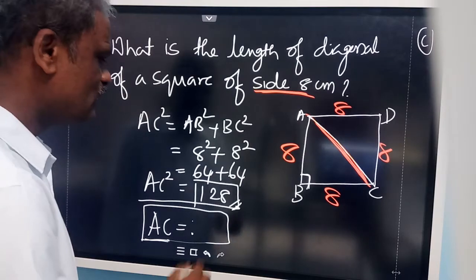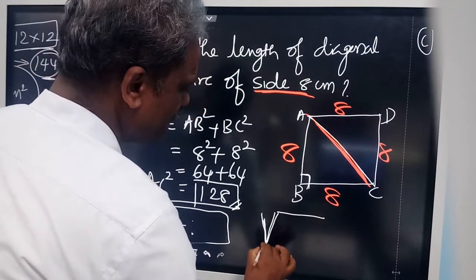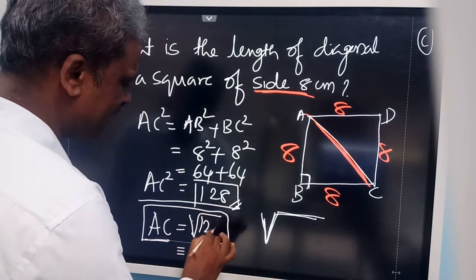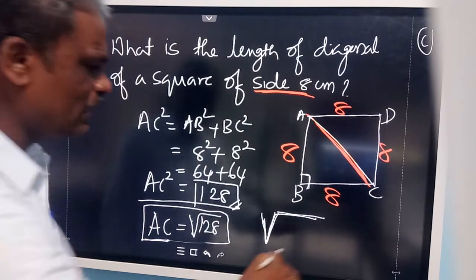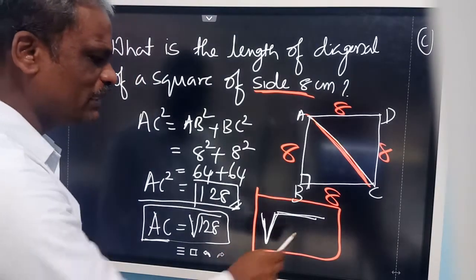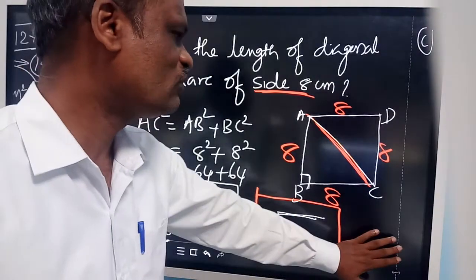So now we use that in symbolic form. This is called a square root. So we write like this. We write the square root of 128. So AC is the square root of 128. This symbol represents the square root, and we write the number inside this root. This is the symbol we use to represent the square root.